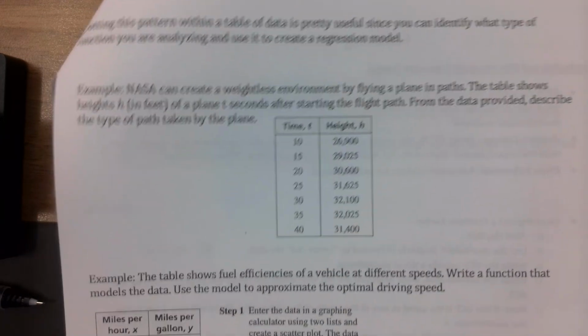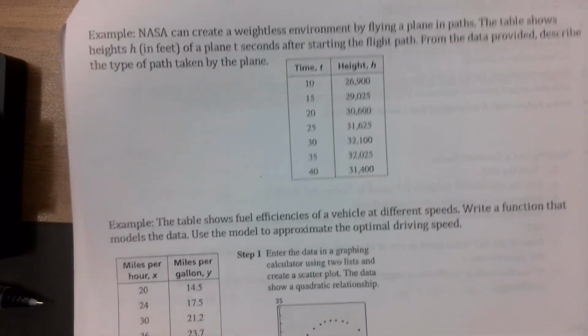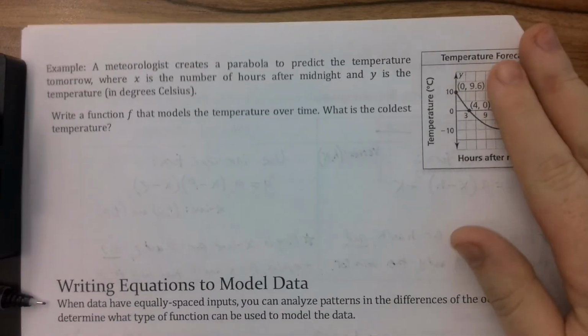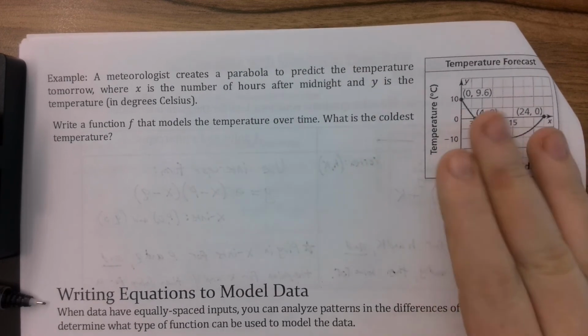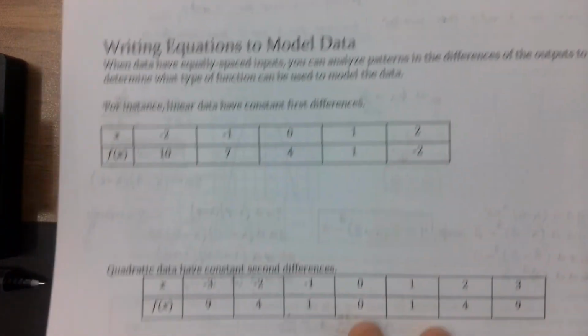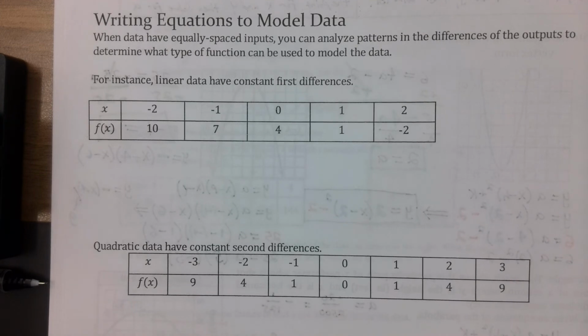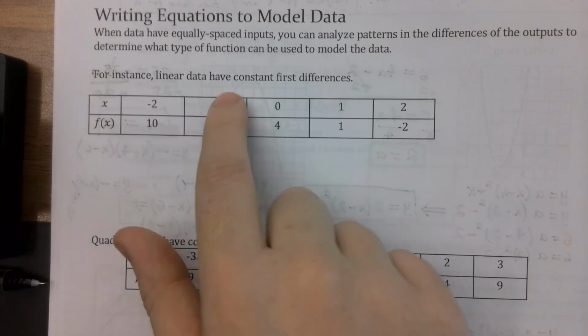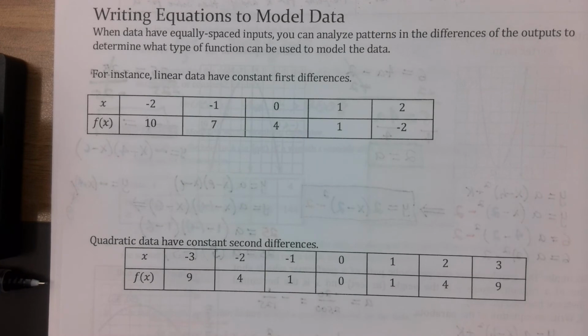Let's flip the page and talk about the last thing for today. There is some extra practice with these quadratic regressions. If you want to do this page, well, it doesn't have a page number, you can. But I'm flipping over to this one here. We're not going to do this example up top, but again, great practice if you want to practice finding the equations. The last thing we're going to talk about is how to use equations to model data. When data have equally spaced out inputs, meaning our x values go up by the same amount every time, we can analyze the patterns to figure out what type of equation it is.